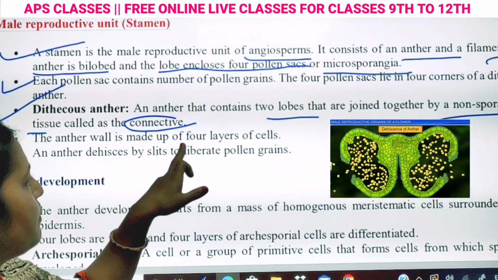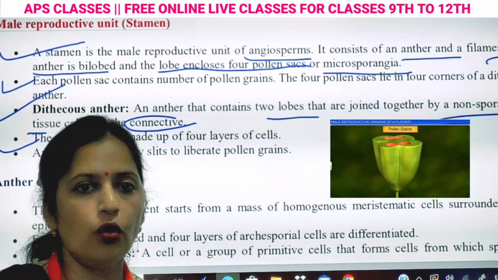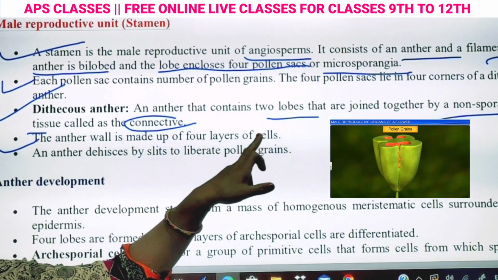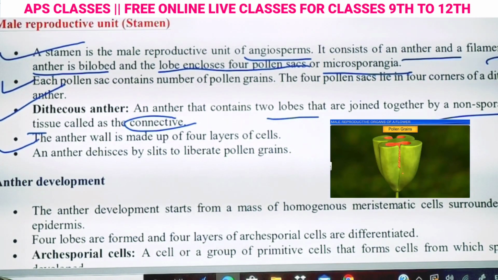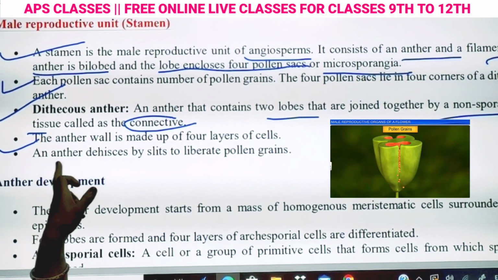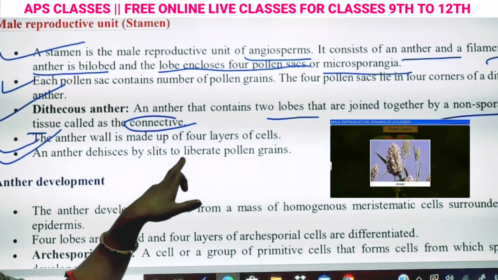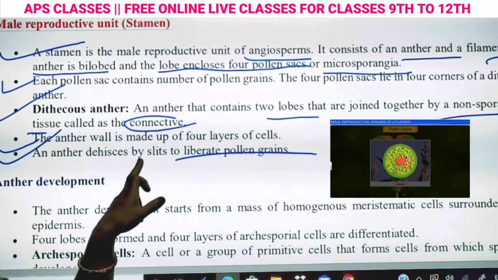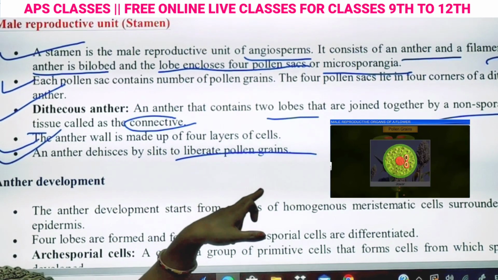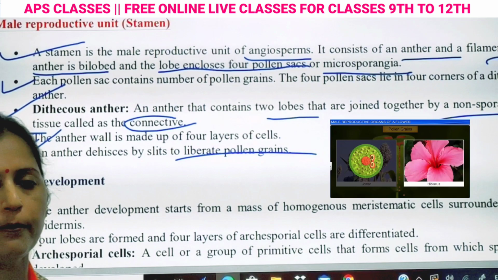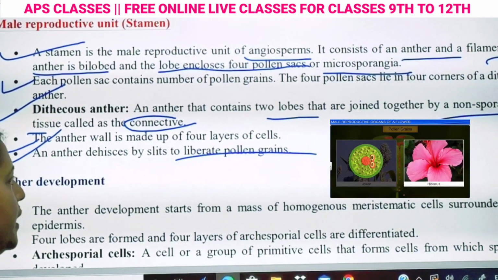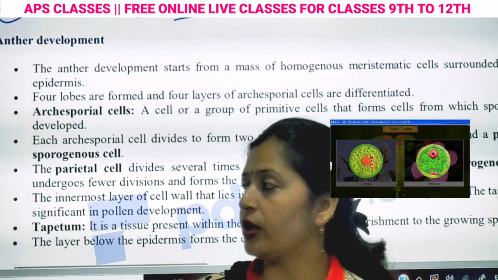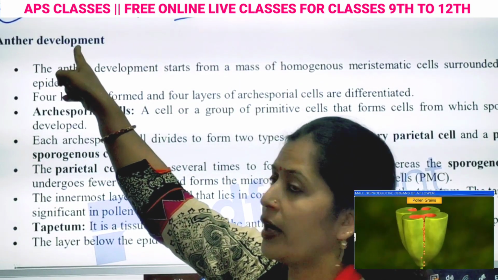The anther wall is made up of 4 layers of cells. जो anther lobe है, ये anther wall जो है, that is made up of the 4 layers of cells. जो anther wall होगी वो 4 cells की layers से मिलकर बनी होगी. And the anther dehisces by slits to liberate pollen grains. अब जो anther है वो क्या करेगा? Dehisces by slits, और slits होकर वो liberate कर देगा किस चीज को? Pollen grains को. That means वहां से जो liberate होंगे वो pollen grains.